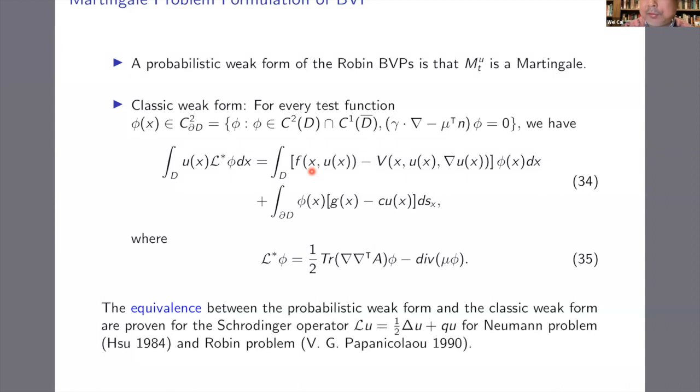The equivalence between the probabilistic weak form and the classical weak form has been established for the Schrödinger operator with the Neumann boundary condition by Xu in 1984, and by Papanicolaou in 1990 for the Robin problems. Both are actually former students of Kai Lai Chung at Stanford. So they established this equivalence of these two weak forms.